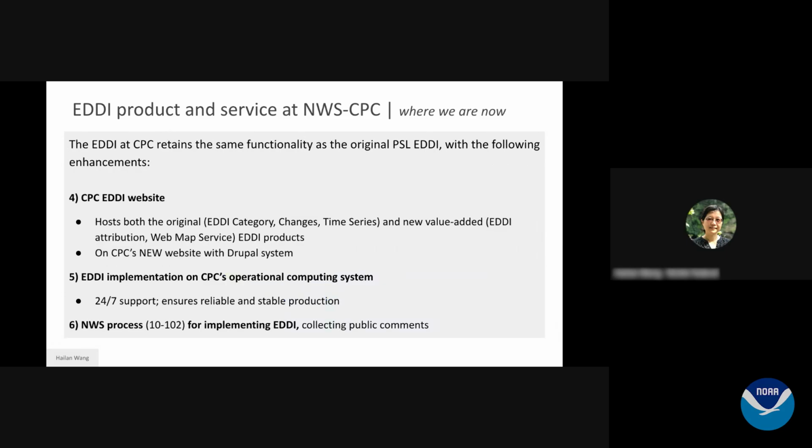Thanks. Another important enhancement is this CPC EDDI website, which Ada, our CPC webmaster, is going to provide a tour of later in this presentation. So here, just a really high-level overview. I just want to quickly point out that our CPC EDDI webpage hosts not only the regional EDDI, which just refers to the EDDI category, EDDI changes, and EDDI time series, which are currently hosted at the EDDI website at PSL, but also the new value-added EDDI products, including EDDI attribution and also web map service.